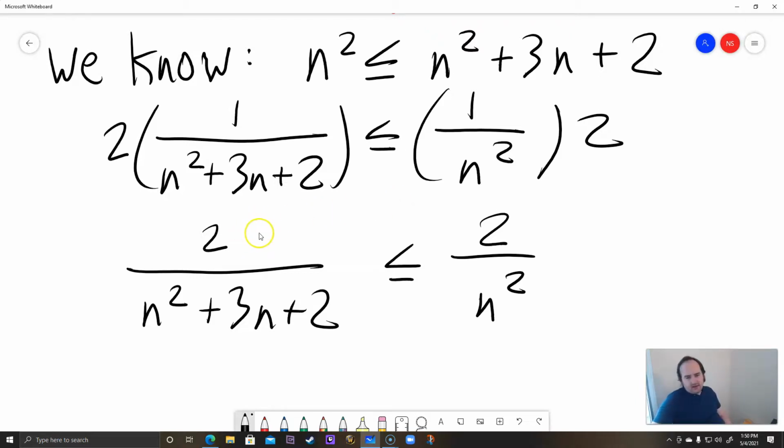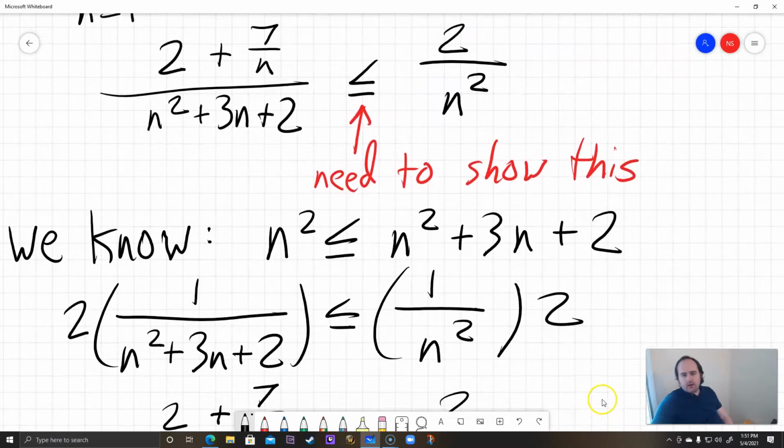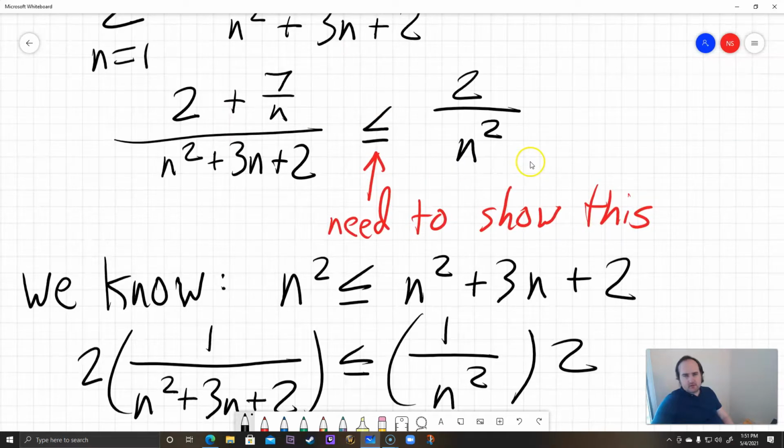And then if I add in a 7 over n here, the denominator is still larger than this denominator, so the expression is still going to be true. Okay, and why is that true? Well, if I add 7 over n over here, that might not be true, but if I just added it on the left side, it's still going to be less than or equal. I don't really want to go into the details of that, but we kind of have shown that this is true.